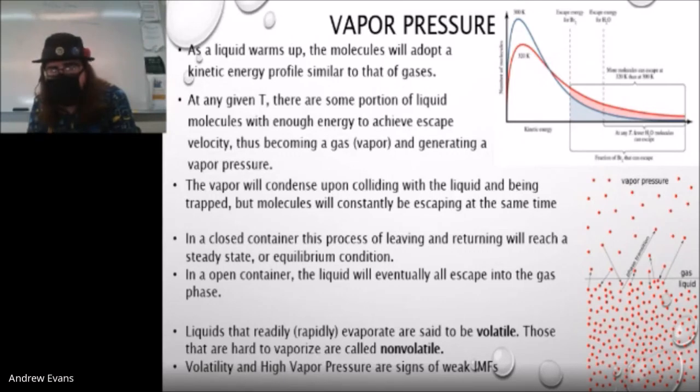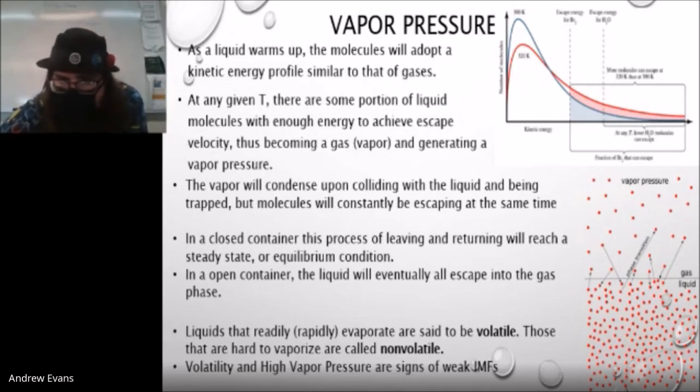This pressure is the vapor pressure. This really only depends on the temperature of a liquid. Water has a set vapor pressure depending on what temperature the water is. So remember, temperature and kinetic energy are directly related. So the higher the temperature, the more kinetic energy, the more likely the molecules are going to have enough energy to escape. And so that's what we have here.